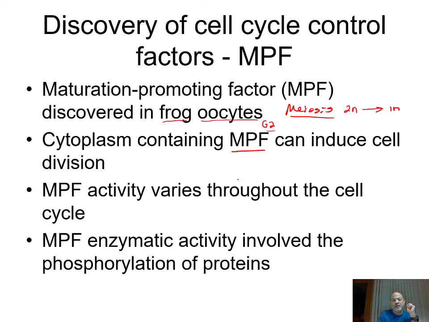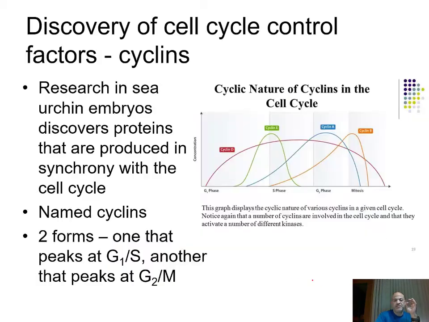They also figured out that this MPF had an enzymatic activity. It acted as an enzyme, and the specific activity was to phosphorylate. Remember, to phosphorylate means you're going to take a phosphate and attach it to another molecule. In this case, this MPF was known to phosphorylate other proteins. And when you phosphorylate other proteins, that changes the activity of that protein. It can either activate it or inactivate it. So this MPF was involved in activating other proteins by phosphorylating. Whenever you have enzymes in general that do phosphorylation, they're called kinases. And so MPF was acting as a kinase.